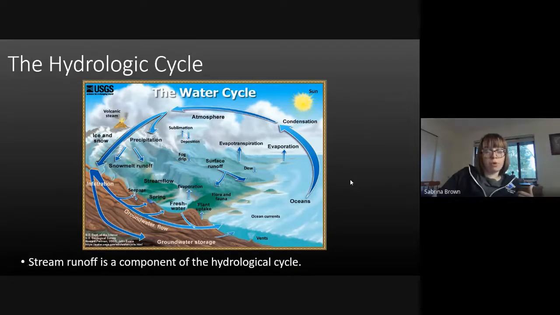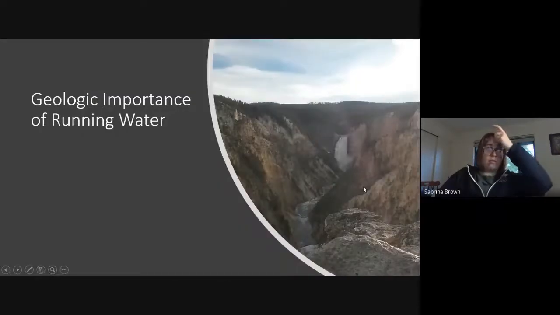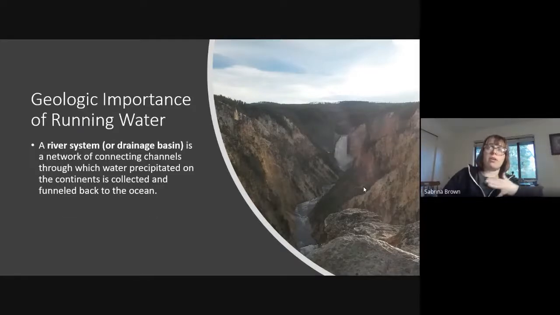And so stream runoff is an important component of the hydrological cycle. Remember, the hydrologic cycle or the water cycle is just how water moves around the hydrosphere. And remember that the hydrosphere interacts with the geosphere, the atmosphere, and the biosphere in different ways. All right, so running water is really important when we're thinking about interactions with the geosphere because it's an important erosion agent, right? It's a really important way to move things around the Earth's surface and through the atmosphere and through the ground.